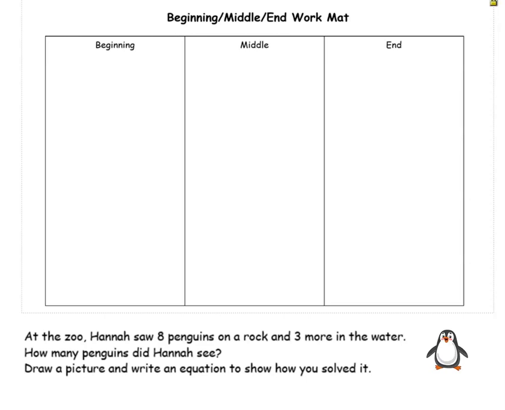So let's think about this. What is happening in this story? We know that Hannah saw some penguins first on a rock, and then she saw some more in the water. So what is it that they're wanting to find out? We want to know how many penguins did Hannah see. So how many did she see in the beginning? That's right, she saw 8.